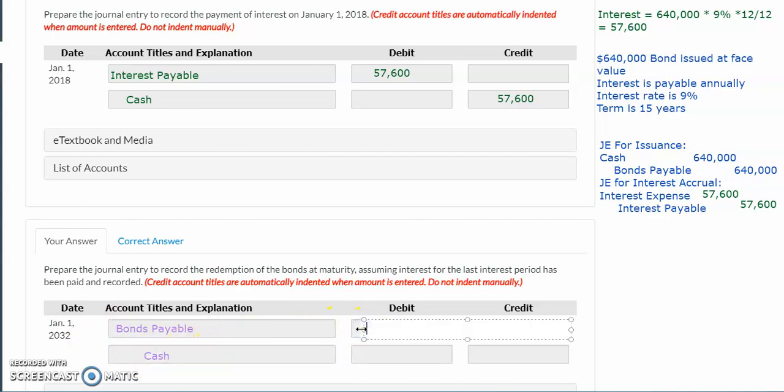And because this bond was issued at face value and we're redeeming it at maturity, we didn't redeem it earlier or at a discount or a premium, our journal entry will just be a debit to bonds payable, credit to cash for the full amount of the bond of $640,000. So this is the simplest example that we have with bonds because the bond is issued at face value. I recommend practicing a lot of the problems from our textbook where bonds are issued at a premium or at a discount.